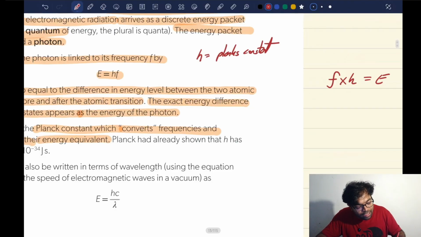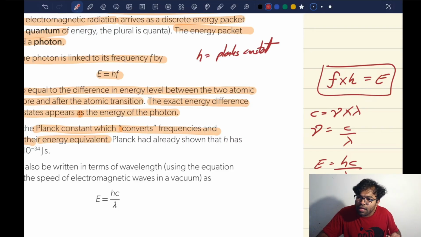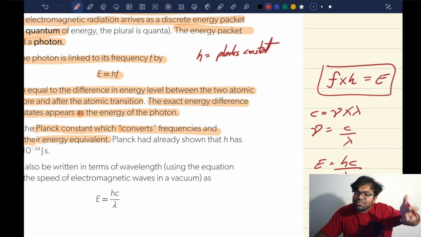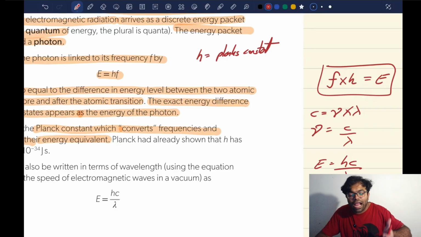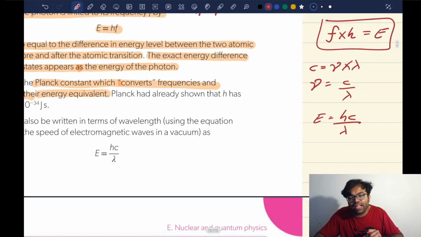And we also know that the speed of light is equal to what? Frequency into wavelength, right? So frequency is equal to c upon lambda. So the same formula can be written as E is equal to h c upon lambda. So wavelength and frequencies of radiation can be used to calculate the energies that are present in it. Okay, the energy of the radiation can be calculated by calculating the frequency or the wavelength of that radiation. Clear? Okay, next.